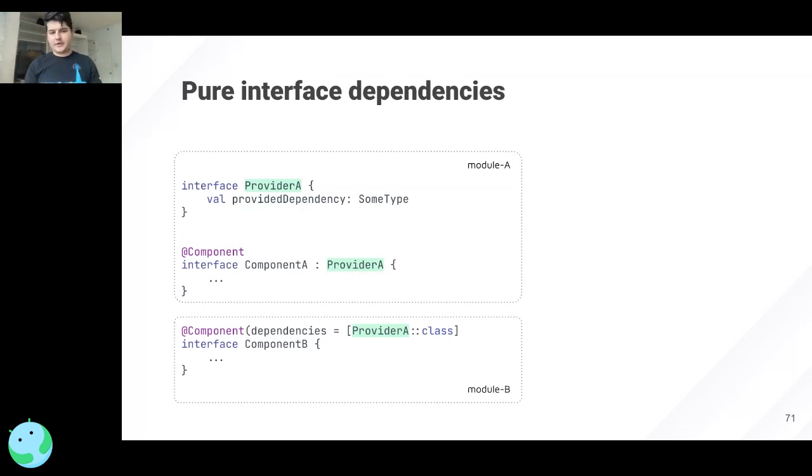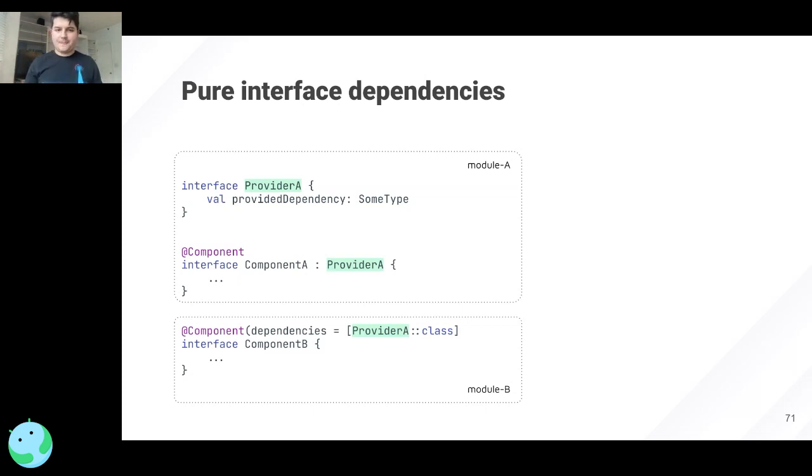However, Dagger has another neat feature. So we can also consider another case. Let's say in another example, we have module A, which has an interface provider A. Its purpose is similar to the previous example, just to define the list of dependencies that all the other components will depend on and use in their graphs.